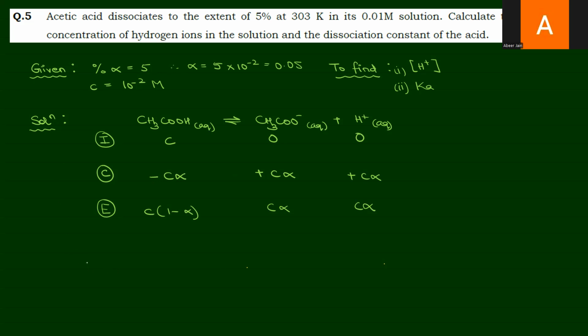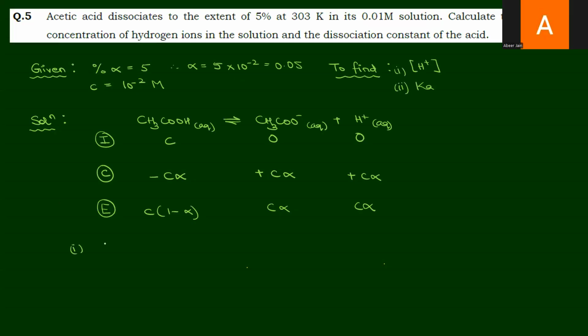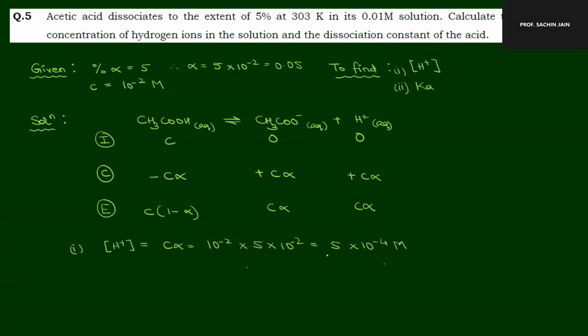Now in the first part, the H plus concentration from the ice table is equal to C alpha, which is equal to 10 raised to minus 2 into 5 into 10 raised to minus 2. So the H plus concentration is 5 into 10 raised to minus 4 molar. Forgetting to write molar will also get marks deducted.